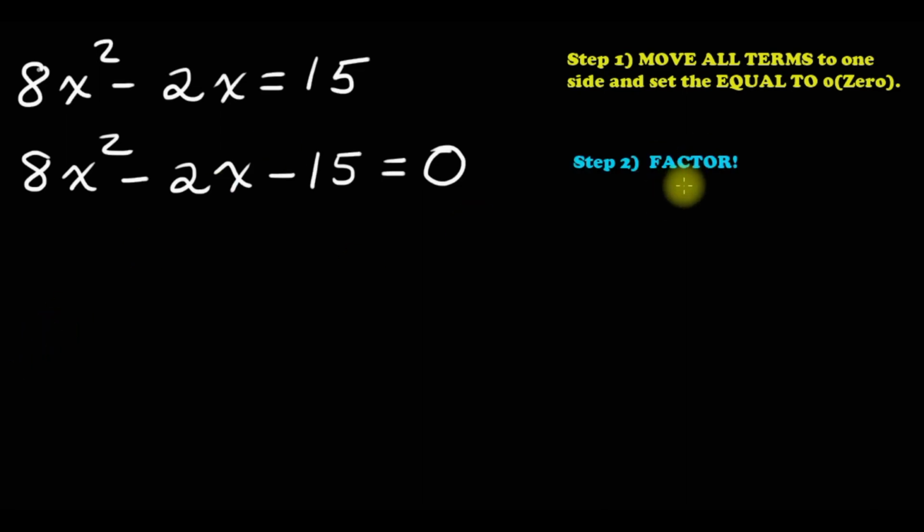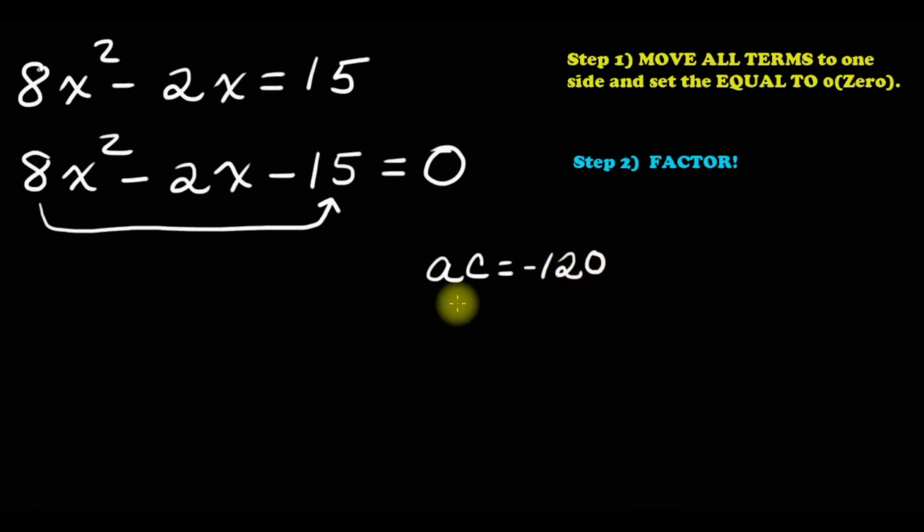Okay, step 2 is we have to factor. We've got to factor this trinomial. Looks like you're not going to be able to pull anything out because 2 cannot go into 15. So we're going to go ahead and factor this using the slip and slide method like we did with the second example. So here you have a times negative 15, so that's a times c. When you take a times c, you get negative 120.